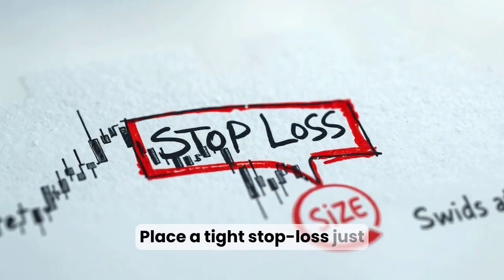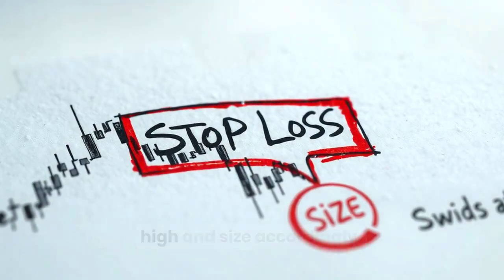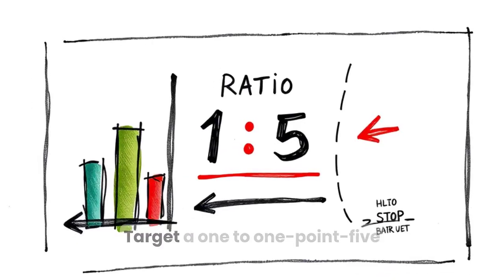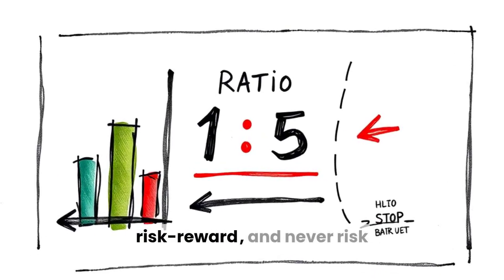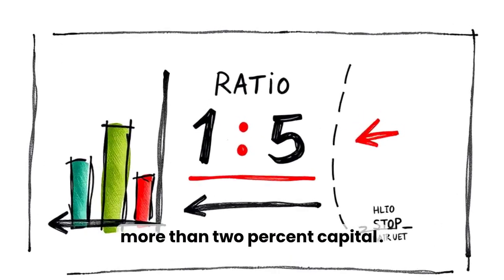Place a tight stop loss just beyond the recent swing low or high and size accordingly. Target a 1 to 1.5 risk reward and never risk more than 2% capital.